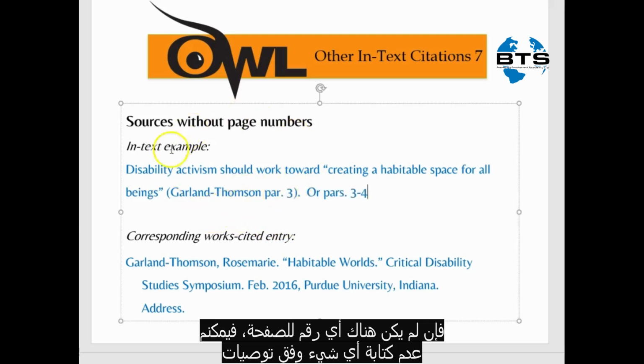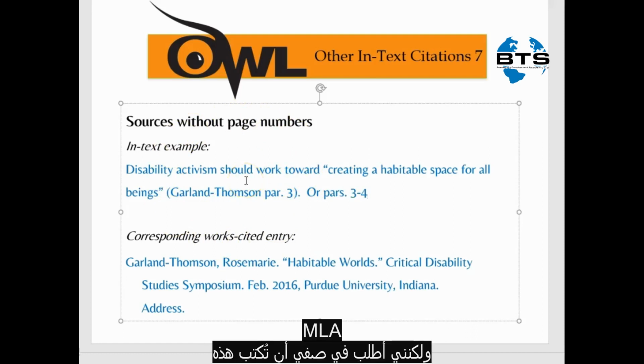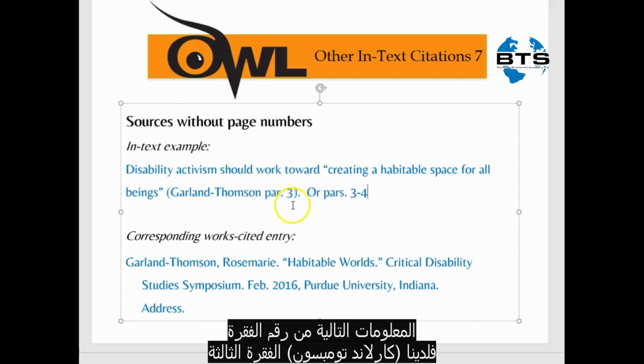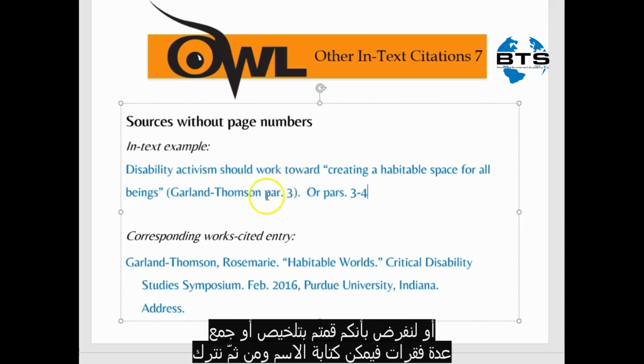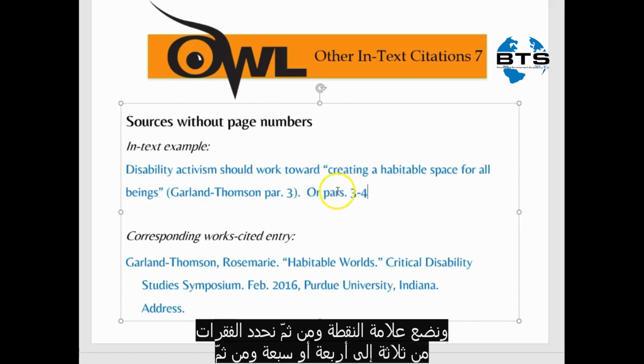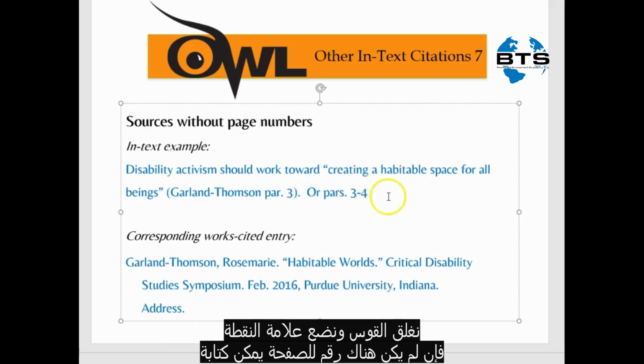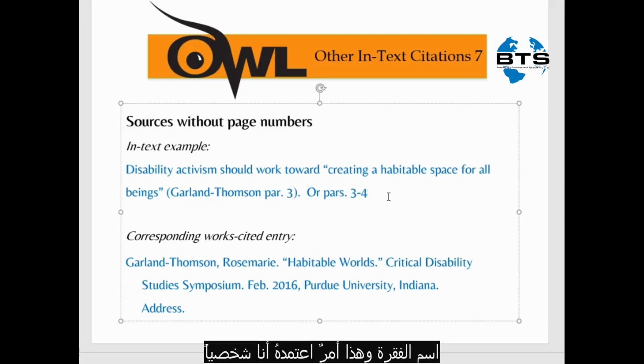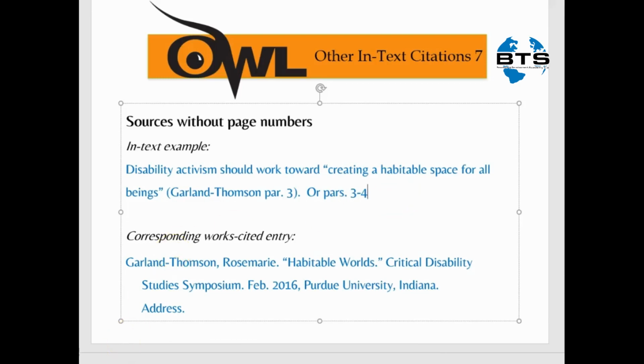So again, if there's no page number per MLA, you normally write nothing. However, for my class, I'm going to require that you use PAR. So let's say Carlin Thompson, you found this in paragraph 3. Or let's say that you quoted or you're summarizing or you're paraphrasing over a couple different paragraphs. Then you would write Carla Thompson space PARS period, plural of paragraphs, and then 3 through 4 or 3 through 7, parenthesis, period. So again, if there's no page number, you have to include a paragraph number for me. If you don't, I will deduct points.